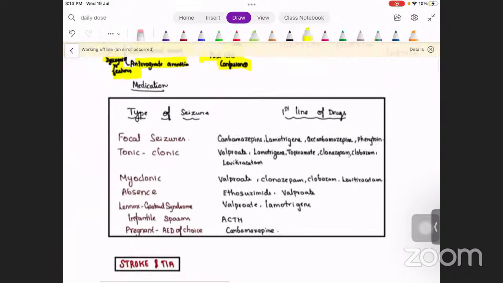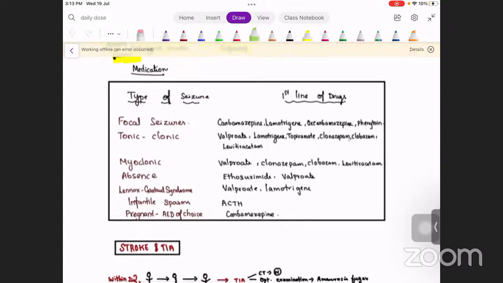As per the thing, we won't follow the drug of choice in clinical practice. Since medicine deals with clinical practice, we talk about first line, second line and third line of treatment. First of all, focal seizure: the first-line drugs are carbamazepine, lamotrigine, oxcarbazepine, and phenytoin. Tonic-clonic: valproate, lamotrigine, topiramate, clonazepam, clobazam, and levetiracetam. Myoclonic: valproate, clonazepam, clobazam, and levetiracetam. Absence: ethosuximide and valproate. Lennox-Gastaut syndrome: valproate and lamotrigine.